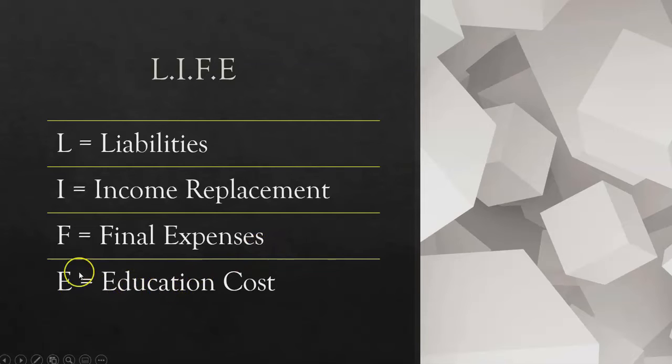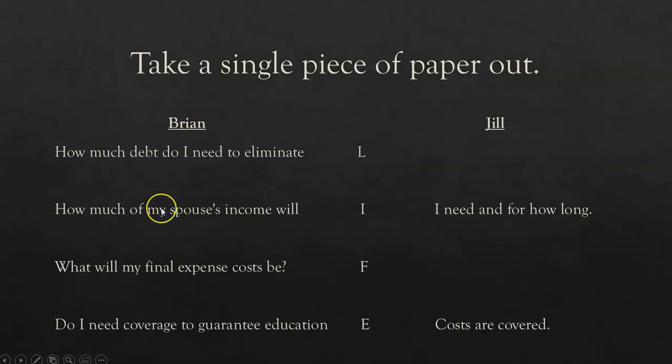And the last one is education costs. If you have a loved one that is going to school, whether that's a kiddo or a grandkiddo, and you want to make absolutely positive that the cost of an education, whether that's a trades education or a traditional college education, is paid for, we can build that into the proceeds of the life insurance policy. So I keep it simple with the LIFE model.